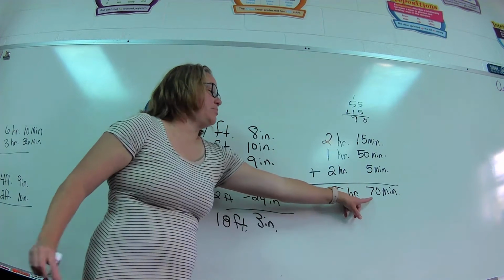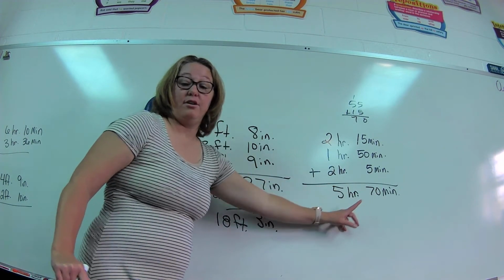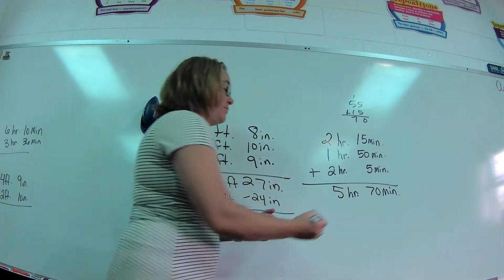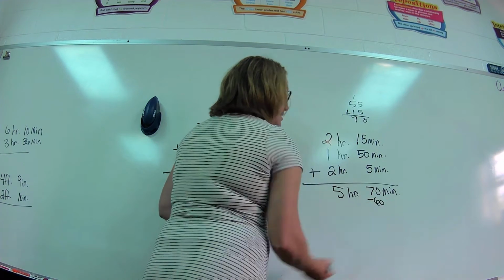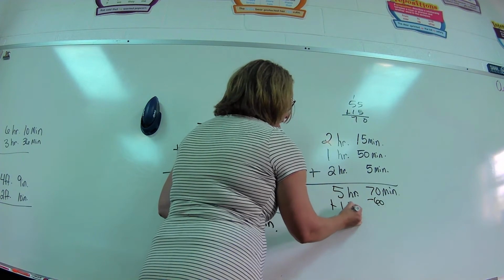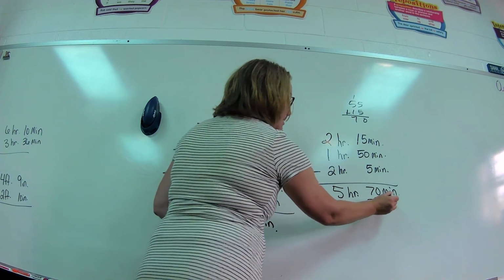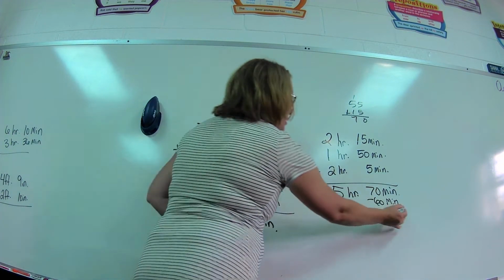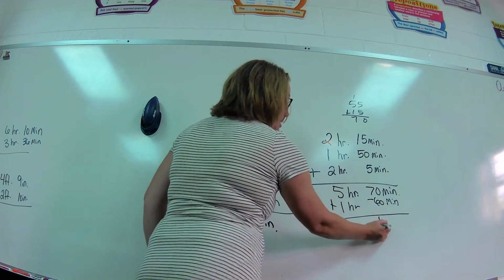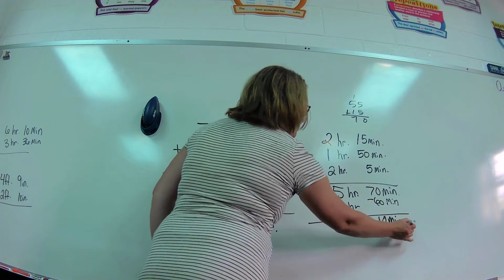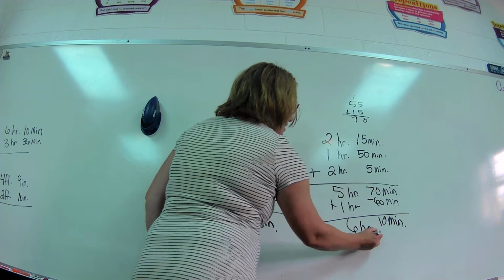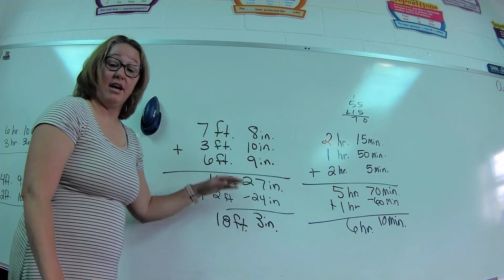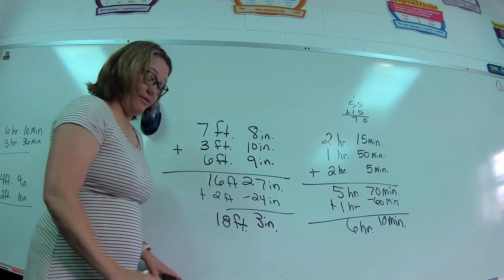But can you simplify this minutes and add any hours? Well, how many minutes are in an hour? 60. So subtract the 60 minutes, add the hour over here. See, I'm subtracting the 60 minutes because I added the hour over here. So what will my final answer be? My final answer will be 6 hours and 10 minutes. Now that's adding compound measures.